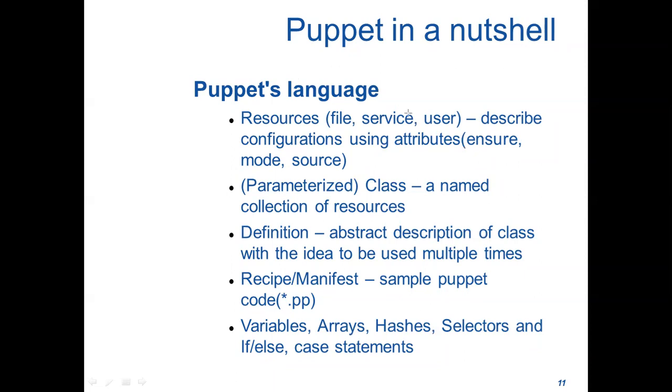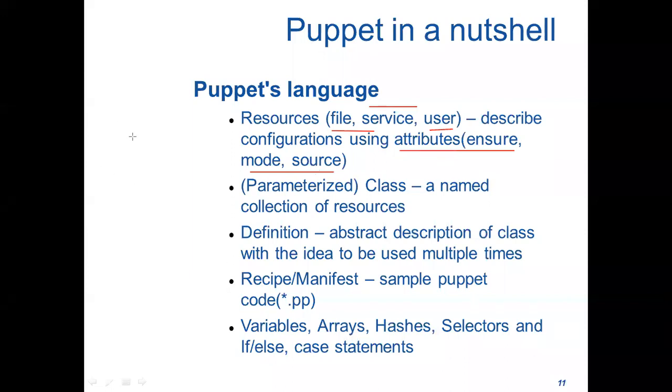What I was talking about is that on the resources side, you will be having the same resources such as file, service, user, the same resources which we have discussed in Chef configuration language. And coming back to the attributes, you will be having different attributes comparatively with Chef. Here you'll be seeing some different attributes for each resource, such as ensure that it is present, the mode of the resource, the source of the resource, etc.